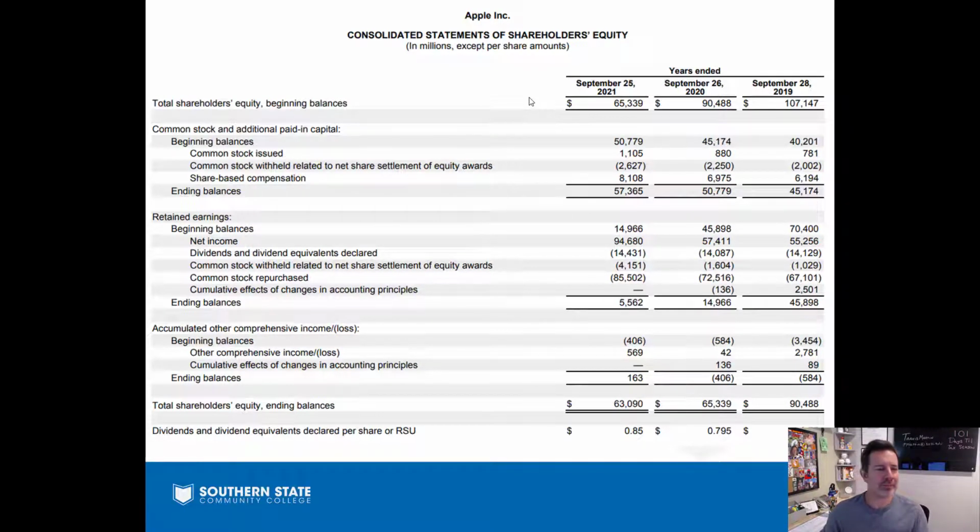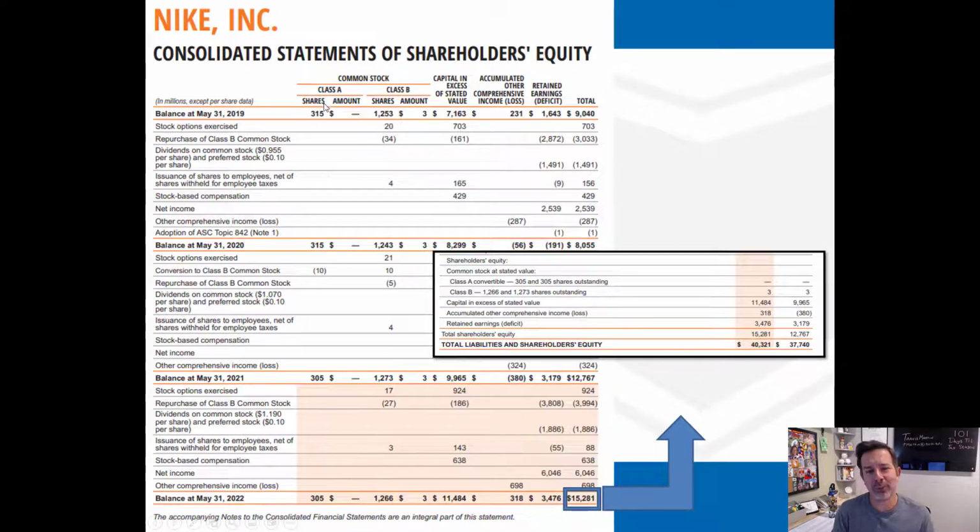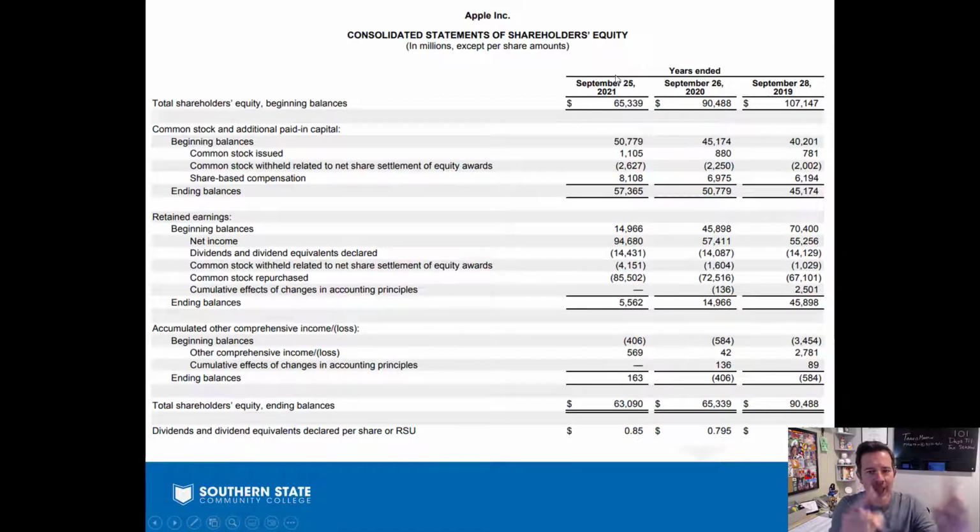Let's look at another one. How about Apple Incorporated? The exact same information, but they've got it flip-flopped. And what I mean by that, if you look at the Nike statement, see how Nike has their dates along the left and the categories along the top? Apple has their dates along the top and the categories along the left-hand side here. Honestly, the Apple statement is a little bit easier to read, isn't it?